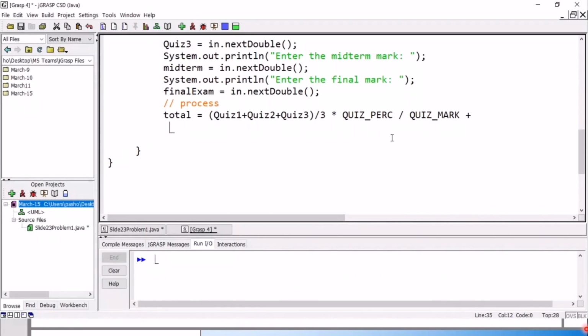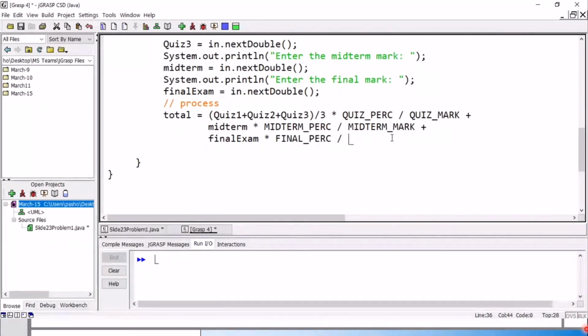Plus midterm multiplied by midterm percent divided by midterm mark, plus final exam multiplied by final percent divided by final mark.